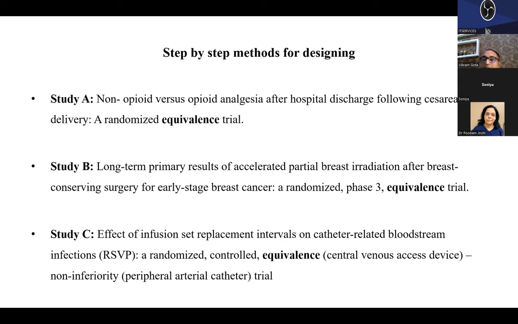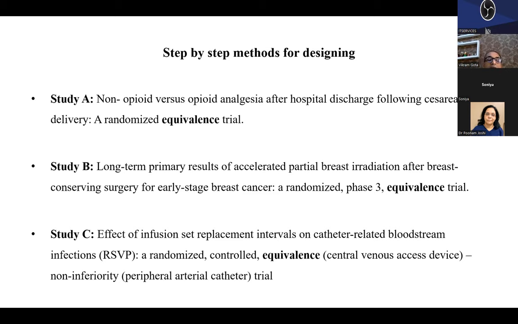Okay. So now, if I have to discuss the step-by-step methods for designing an equivalence trial, I'll give you three examples. The first: non-opioid versus opioid analgesics after hospital discharge following cesarean delivery, a randomized equivalence trial. This study was comparing non-opioids versus opioids post cesarean delivery. What is the hypothesis, I'll come to later. The next study is the long-term primary results of accelerated partial breast irradiation after breast conservation surgery for early stage breast cancer. This one is comparing accelerated partial breast irradiation with the conventional way of breast irradiation.